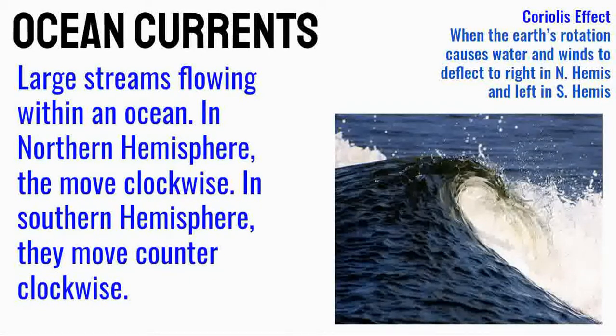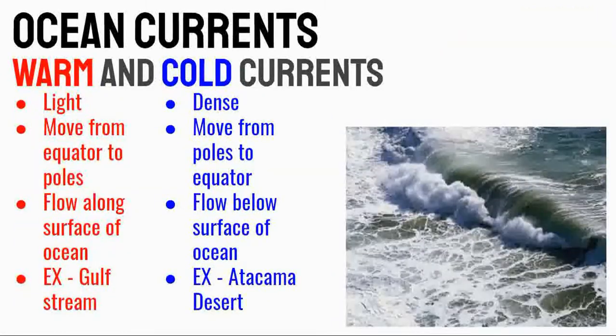So ocean currents can be classified into warm and cold currents. Warm currents are light. They actually move from the equator to the poles. They flow along the surface of the ocean. An example can be the Gulf Stream.